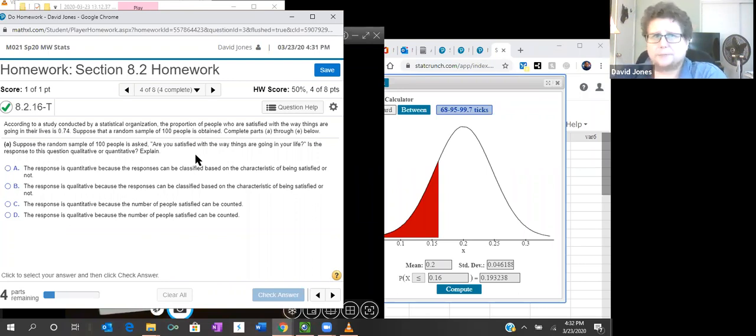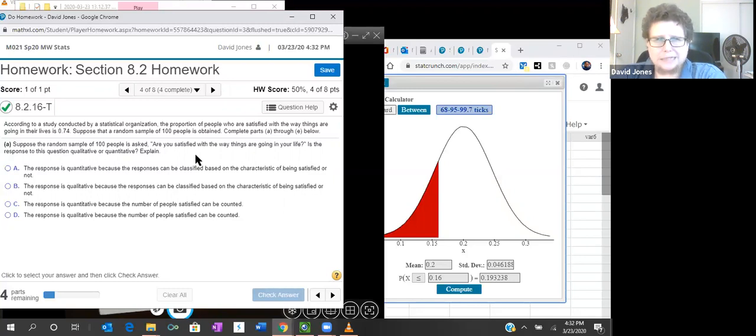Part A is, suppose the random sample of 100 people is asked, are you satisfied with the way things are going in your life? Is this response to the question qualitative or quantitative? Explain. Qualitative could be any answer. Quantitative was a number. Qualitative can be a number, but it's usually not, but it can be. Quantitative is always a number.